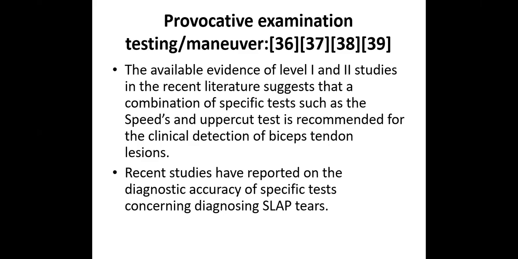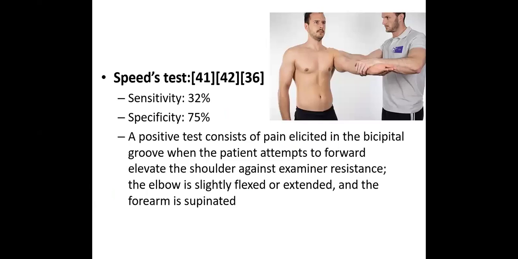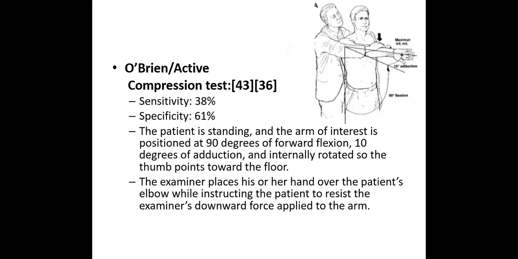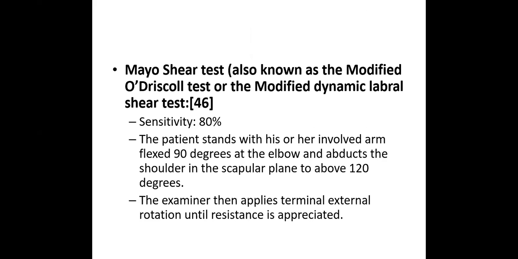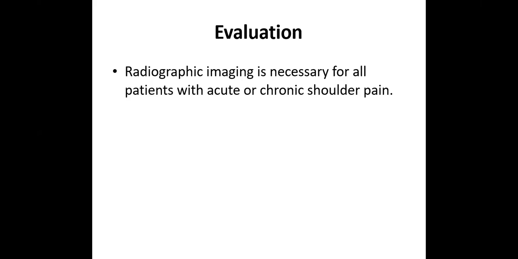Then we discussed in detail the provocative examination for the biceps tendon: the Speed test, the uppercut test, the Yergason test, the bear hug test, the O'Brien active compression test, the anterior slide test, and the supine resistance test. And then we discussed the myofascial test, which is also known as the modified dynamic shear test. Today in this session, we will start with the evaluation of the medical imaging in the shoulder region.